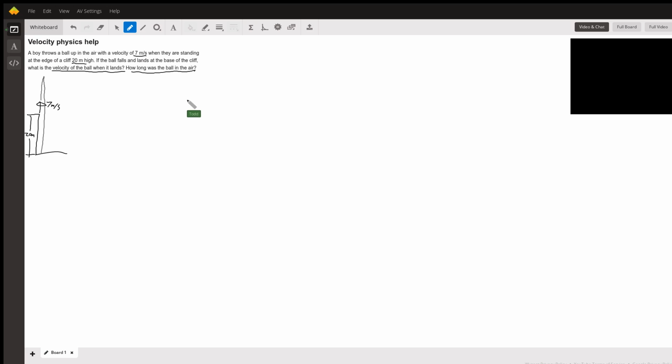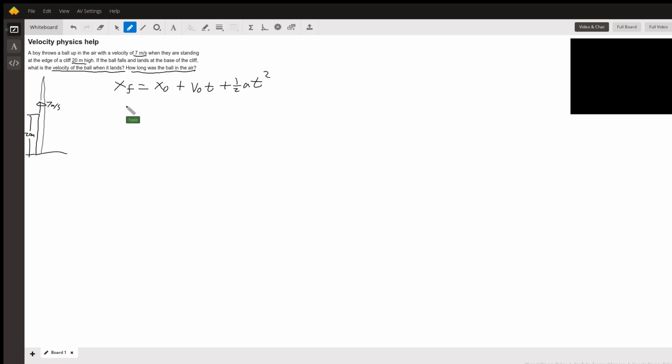Okay, so we have three things going on. We have a distance, we have a velocity, and because of gravity, we have an acceleration. So I'm going to start off with the equation that combines all three. So we have x final is equal to x initial plus v naught t plus 1/2 a t squared.